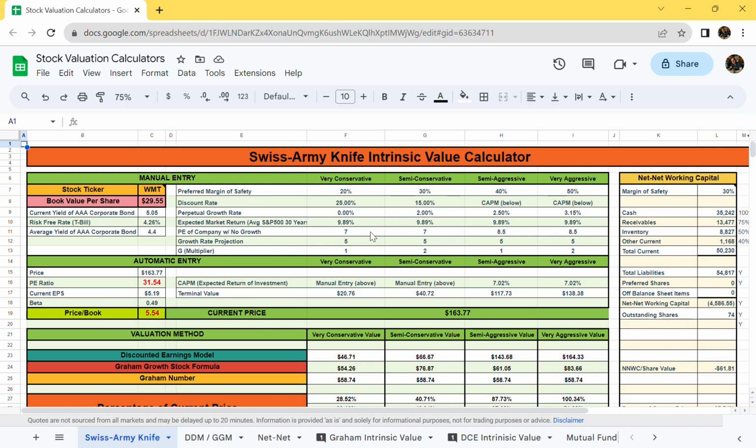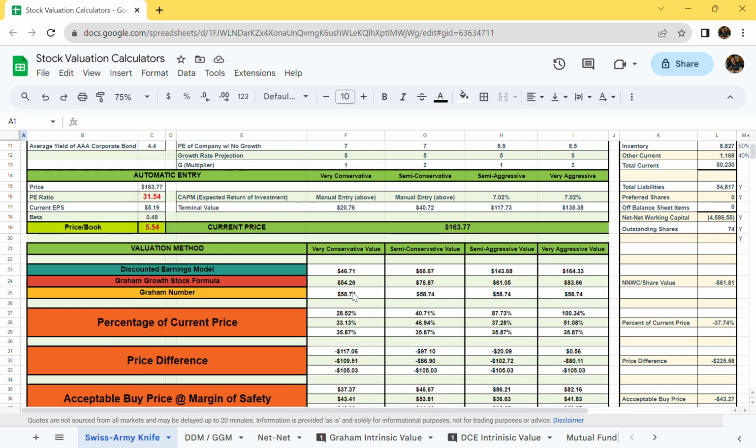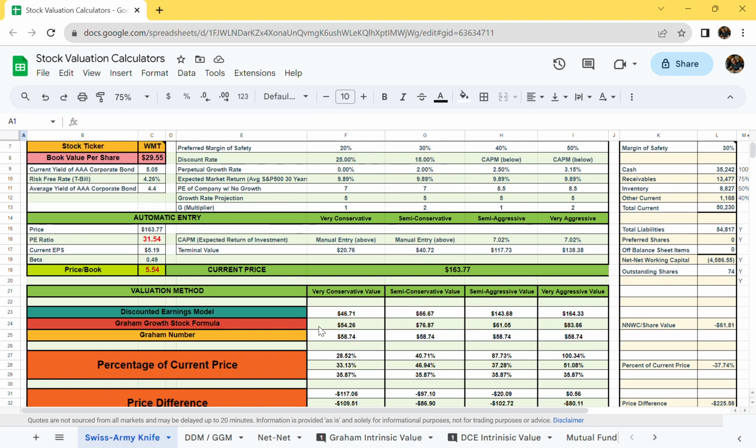I called it the Swiss Army Knife Intrinsic Value Calculator. Just a silly way for me to remember that it utilizes multiple valuation methods commonly used by value investors to come up with buy or don't buy ratings for stocks.